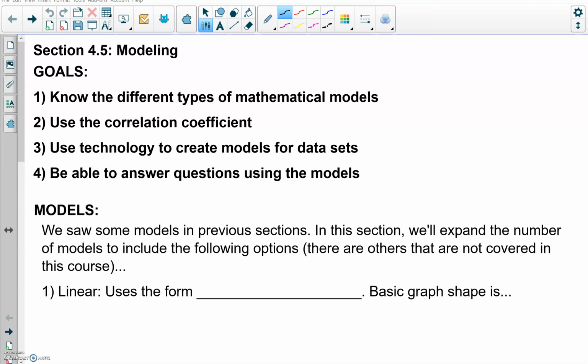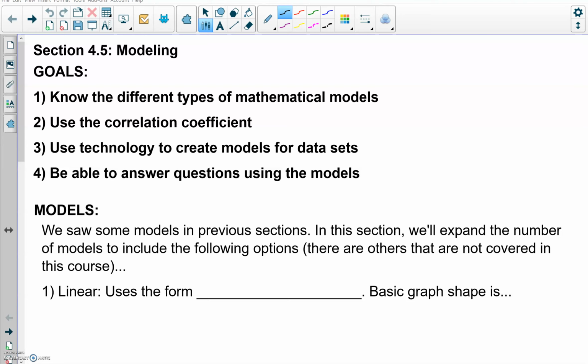We're going to use technology to create models for data sets. And in this video, I'm just going to focus on using Desmos, because Desmos is free. Everybody has access to it if you have the internet. And it's a really, really easy to use program overall for doing this.